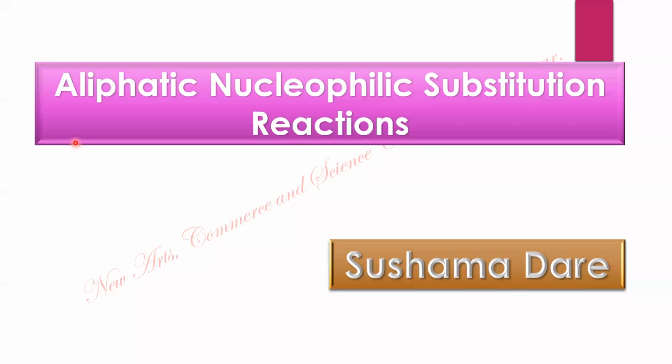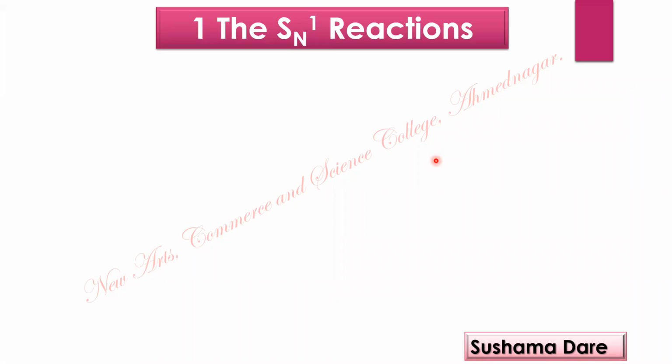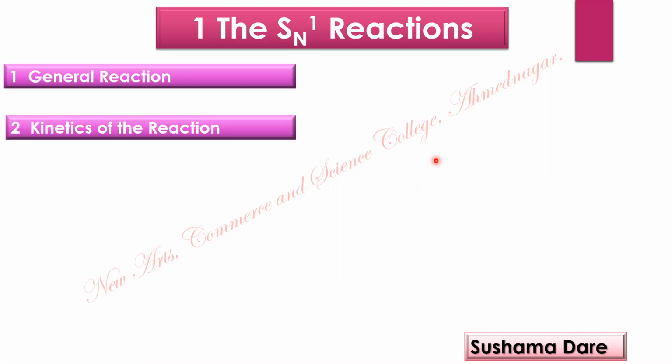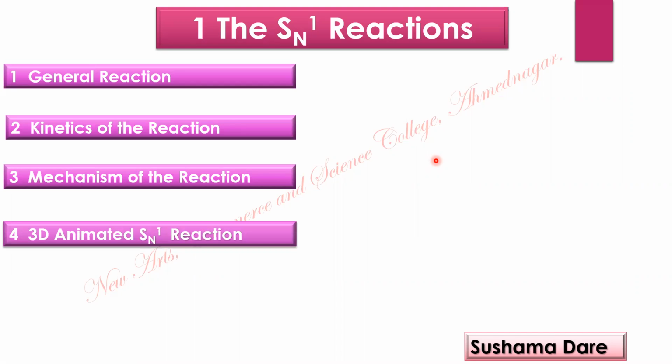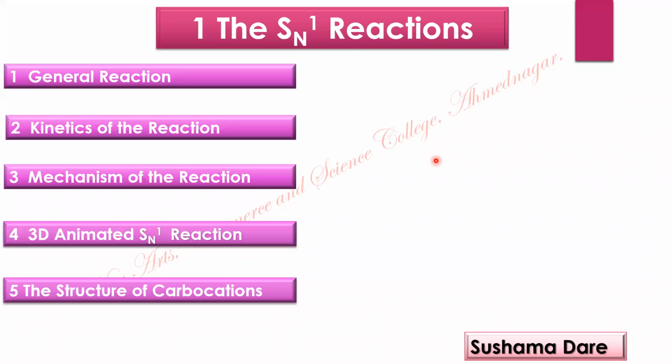Dear student, this is the third video regarding the aliphatic nucleophilic substitution reaction. In the first video, I explained the nucleophile and nucleophilicity. In the second video, I explained the SN1 reaction, and in the SN1 reaction we discussed a few points: the general reaction, kinetics of the reaction, mechanism of the reaction, 3D animated SN1 reaction, and the structure of carbocation. These 5 points we covered in the previous, second video.